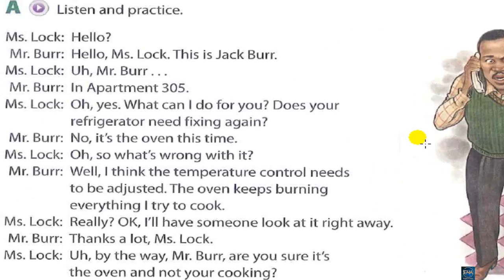Page 38, Exercise 6, Conversation. It keeps burning. Part A. Listen and practice.